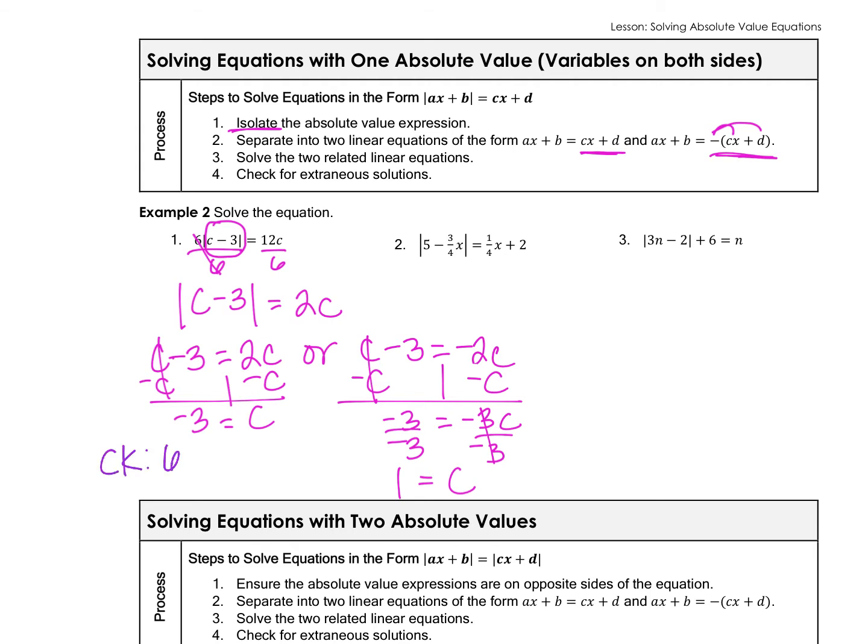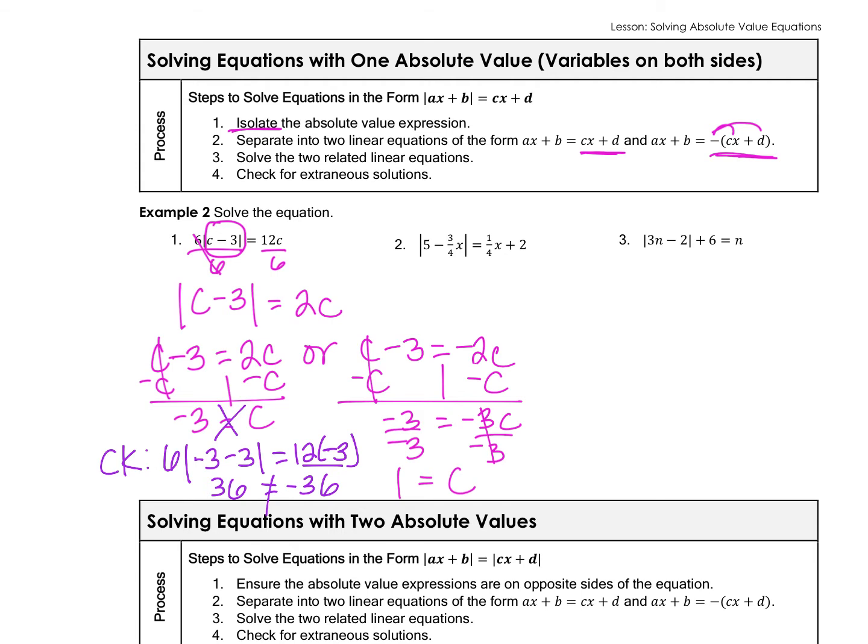So I'm going to plug in, I'll start out with plugging in the negative 3 for c on my equation. So that's going to be negative 3 minus 3 is a negative 6. Absolute value of that is 6 times 6 is 36. And notice here this gives me negative 36. So those are not equal. So the negative 3 doesn't work.